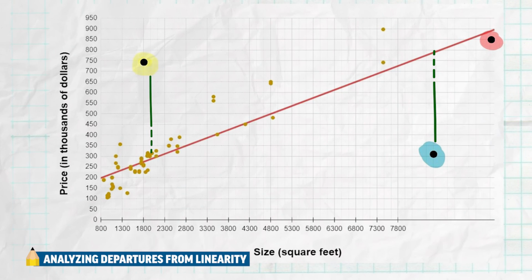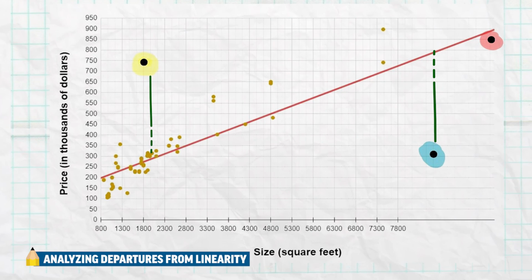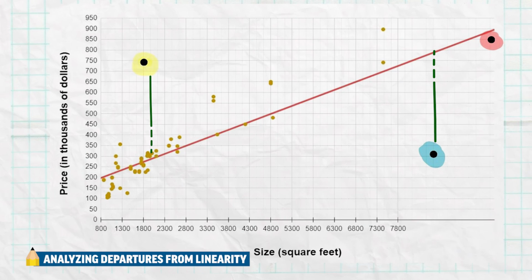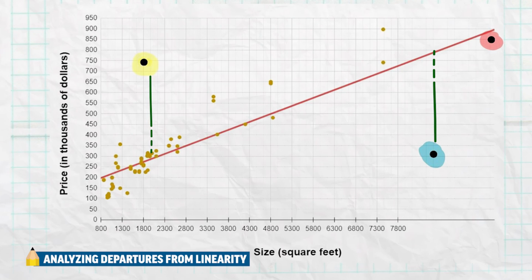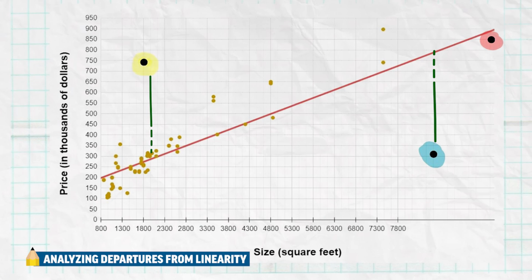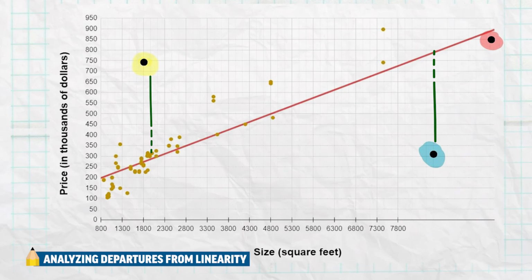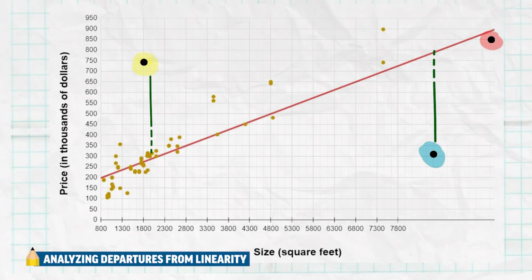But that red point is actually going to strengthen my correlation. Adding it extends the pattern. It verifies what I've been saying. Bigger houses have bigger price tags. So that's a good point to add to your data because it extends the pattern and it increases your correlation.